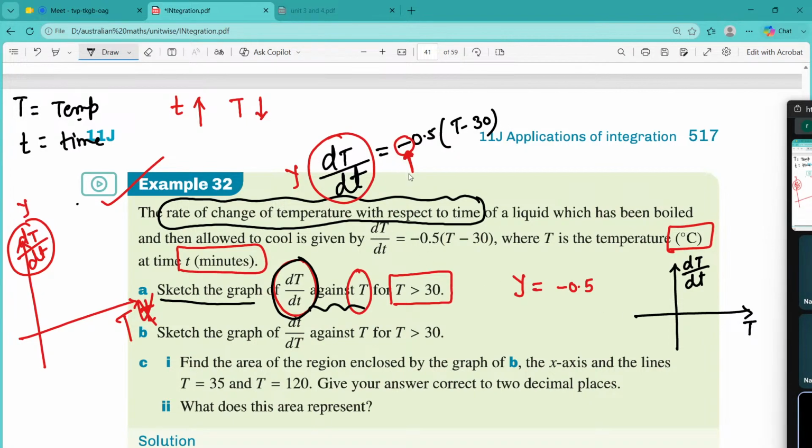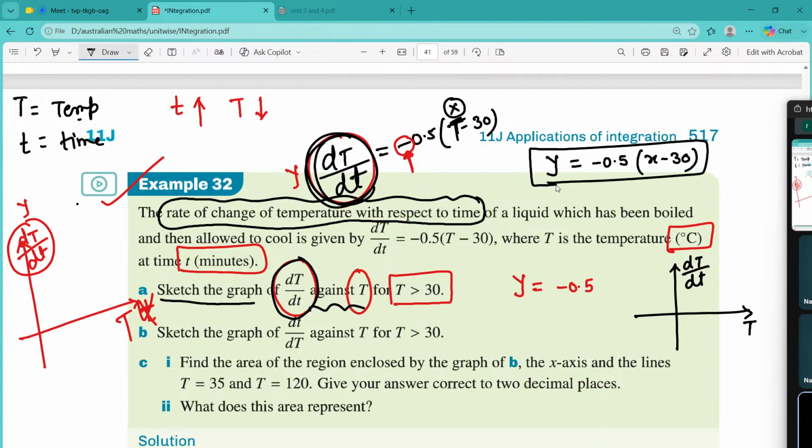So now we can modify our equation. This is your y, am I right? This is my y variable, correct? And this capital T is my x variable, am I right? So I have an equation y equals minus 0.5 times (x minus 30). Am I right, Nisa? See how I have converted this given differential equation into this linear equation. So now you can plot this easily.